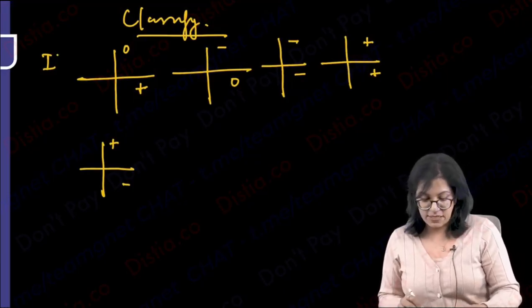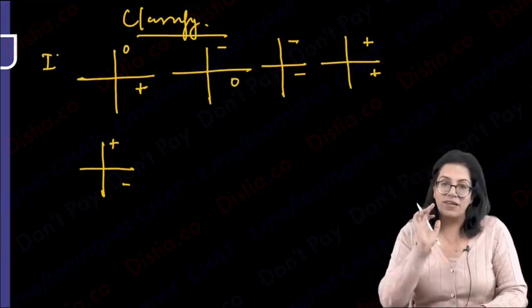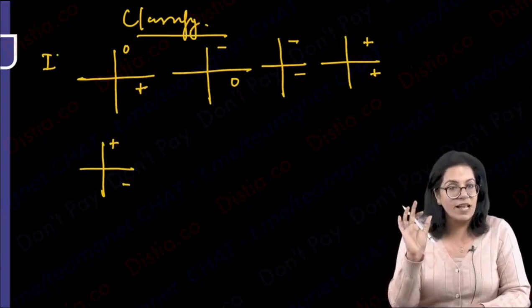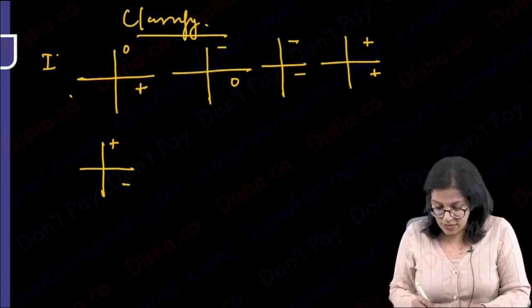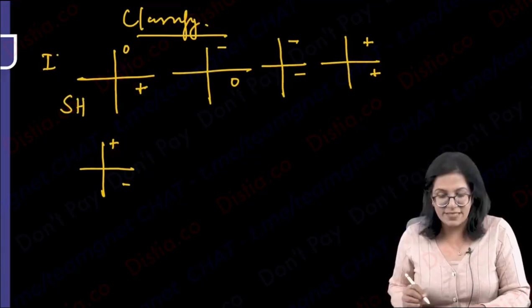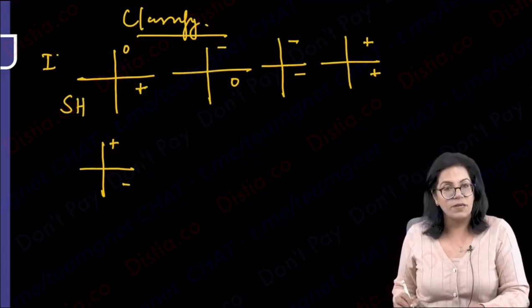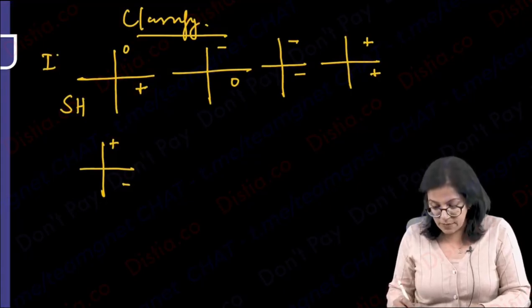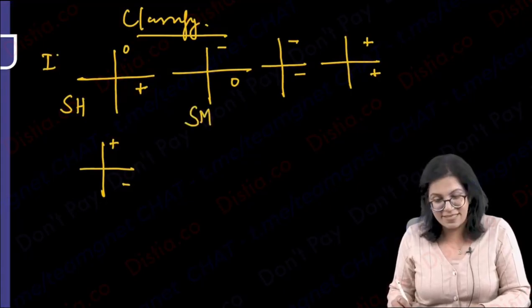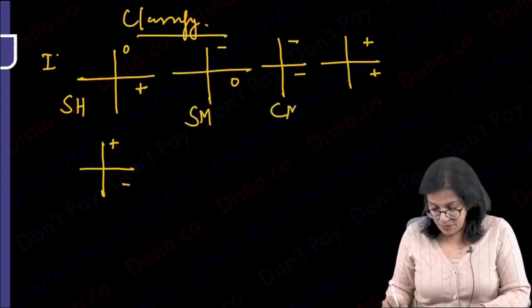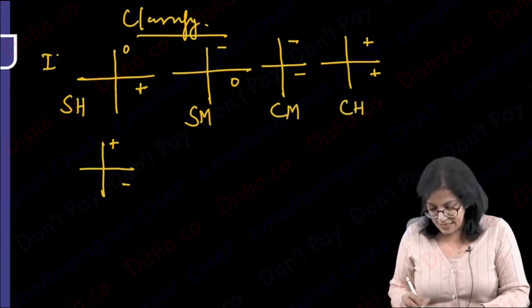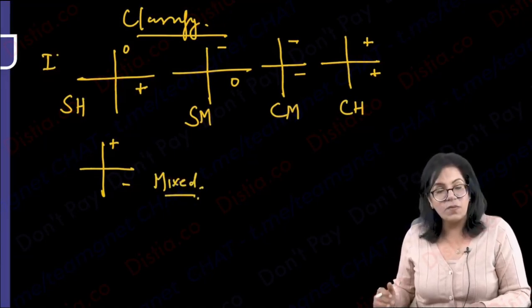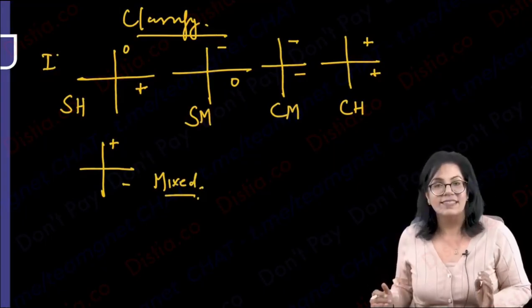So when I say 0, that means one axis is emmetropic, which means focusing on the retina will happen, but in the other axis the focusing is behind the retina. This is called simple hypermetropic astigmatism. Now, when one is emmetropic and the other is myopic, this is simple myopic astigmatism. This becomes compound myopic. This becomes compound hypermetropic, and this is mixed. One axis plus, one axis minus, this is mixed astigmatism. So one way of classifying astigmatism is this.